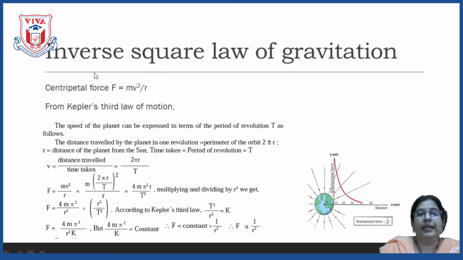You can see the heading, inverse square law of gravitation. Previously, we had seen Newton's law of gravitation, and this is its inverse square law. So here, what did Newton do? From Kepler's third law of motion, he proved his own law, that is, force is directly proportional to the product of masses and inversely proportional to the square of the distance between them.